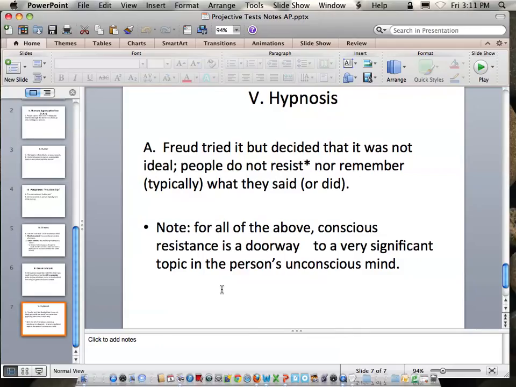and a very significant topic in her unconscious mind. So Freud would have said, if you had a dream and Freud said to you, you had this dream because you're afraid of failure, and you're like, absolutely not. I am not afraid of failing. In fact, I fail all the time. That is not it. The more you resisted, Freud would have been convinced that that is exactly what was going on in your unconscious.